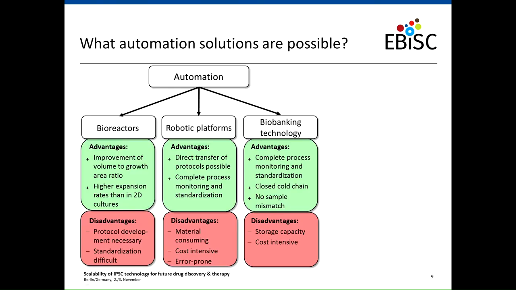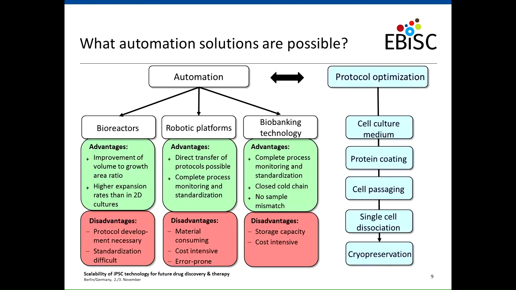In parallel to this, in all of these different technologies, you have to make a protocol optimization. That means that you have to adapt your protocol in terms of what coating you're using, cell passaging protocols, and whether you're using single cell dissociation or not. That means that these technical solutions always need some biological protocol optimization in parallel.